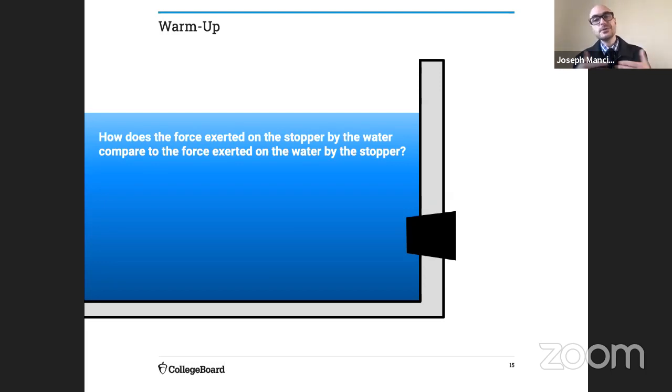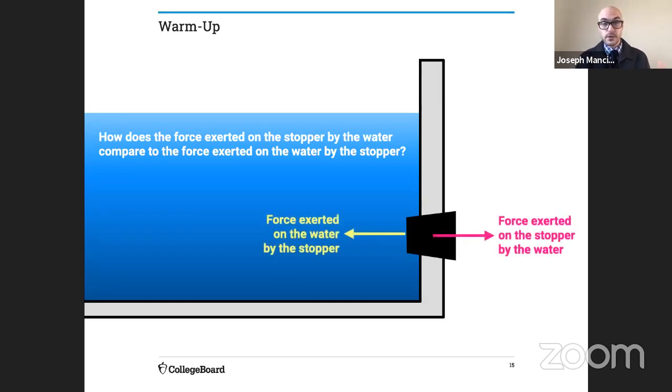So certainly if two things are touching, they are applying forces to each other. That stopper, where that black stopper is, it's pushing on the water and the water's pushing on the stopper. The important thing to note is the force exerted on the water by the stopper is equal to the force exerted on the stopper by the water.